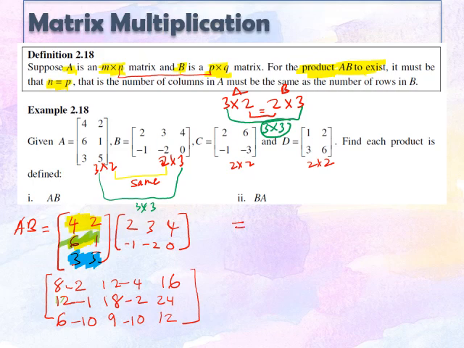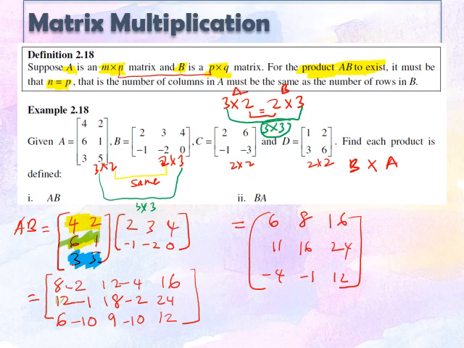So we continue here: 6, 8, 16, 11, 16, 24, -4, -1, 12. So this is the answer for A times B. How about B times A? If it is B times A, we look at the order. B is 2 by 3. How about A? 3 by 2.